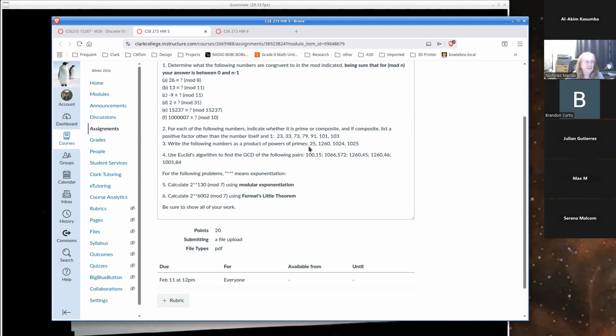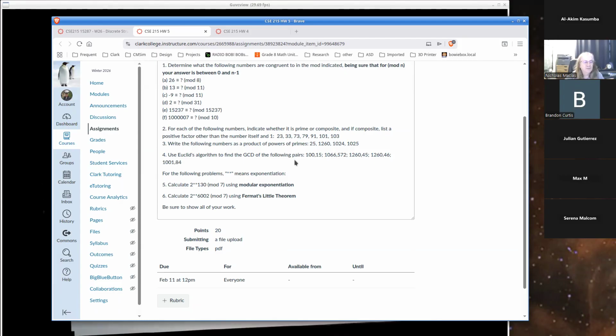For number three, these numbers are each composite. So write them as a product of prime numbers. Show me what the prime numbers are that multiply out to that. Fourth question, there are five pairs of numbers. Use Euclid's algorithm to find the greatest common divisor for each of those.